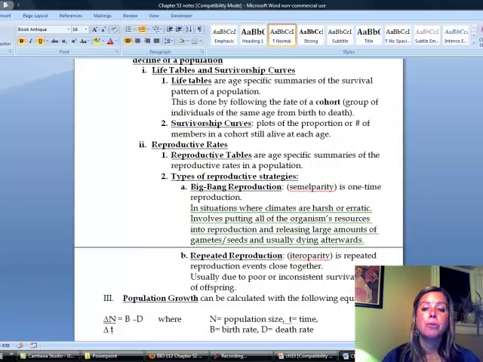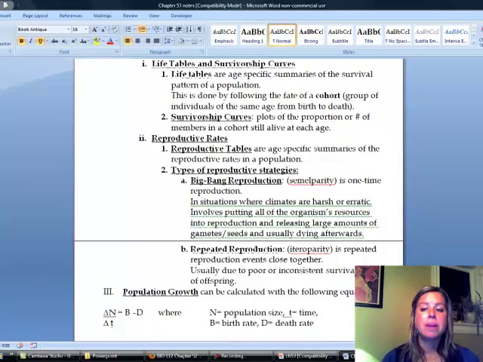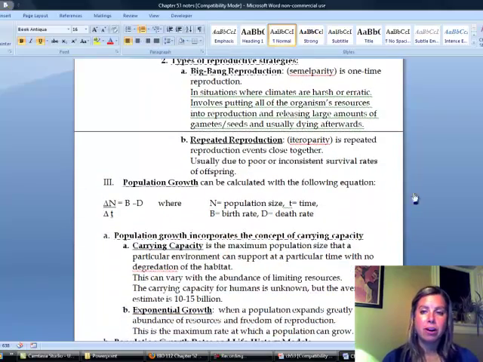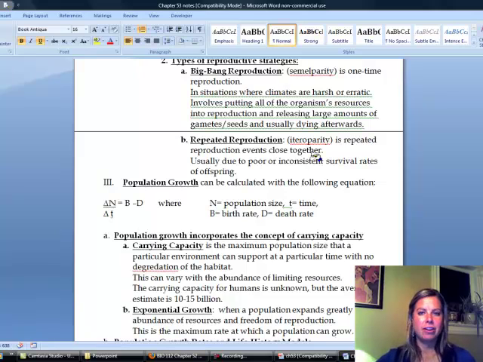Then you've got repeated reproduction, also called iteroparity, and that's a bunch of repeated reproduction events close together. That's usually because their offspring don't have a good survival rate. Think about cockroaches, mice, that type of thing. So obviously there's an in-between there. I think humans find ourselves in between those two, but those are the extremes that we can talk about.